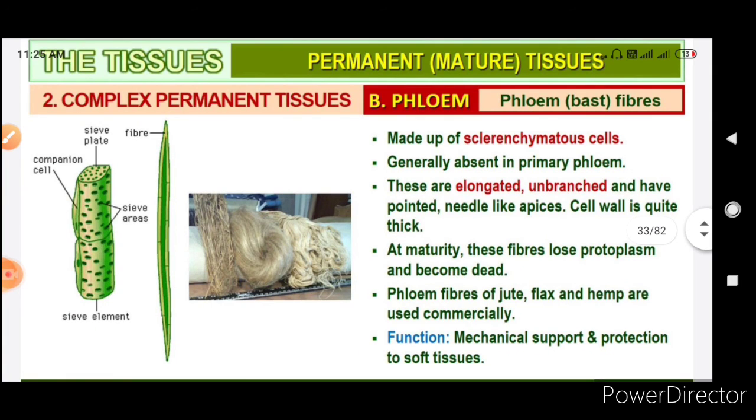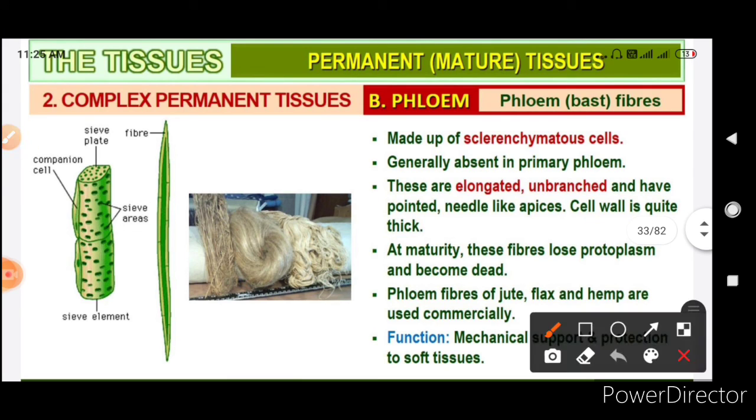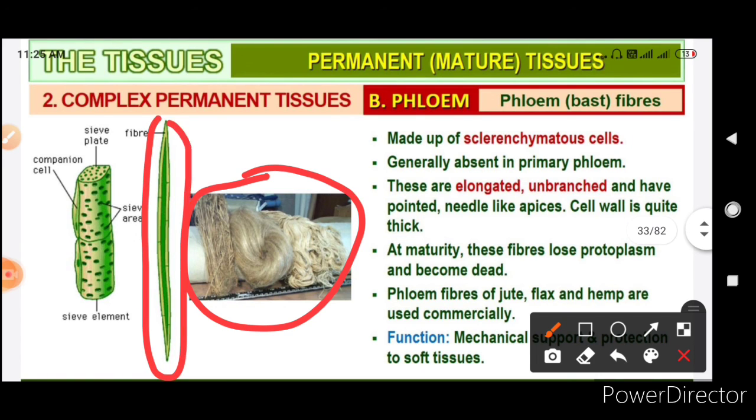Now comes the fibers. These fibers are made up of sclerenchymatous cells, so they have large lignin thickenings. Generally, they are absent in primary phloem. These are elongated, unbranched, and have pointed needle-like apices. The cell wall is quite thick. At maturity, these fibers lose protoplasm and become dead. Phloem fibers of jute, flax and hemp are used commercially and function as mechanical support and protection of the soft tissue. You can see here, these are the phloem fibers. This is the diagram of the phloem fiber.